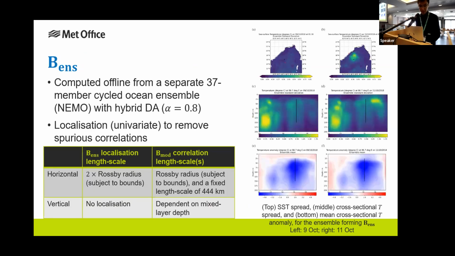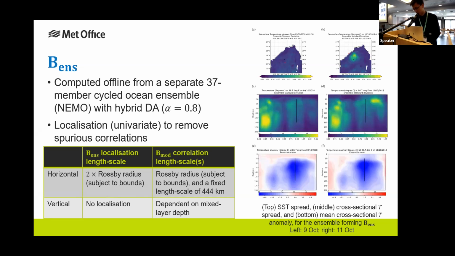This ensemble B matrix is computed offline from a separate 37-member ensemble, and they have these localization and correlation length scales, which you can see here. On the right, you'll see some figures showing the ensemble standard deviation structure from that ensemble. These structures will directly inform the background error covariance matrix and also the analysis increments.